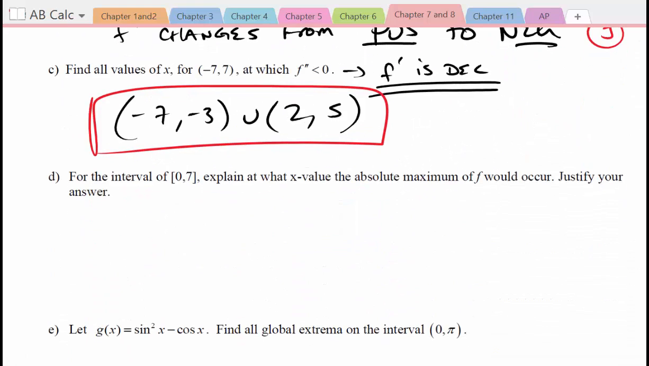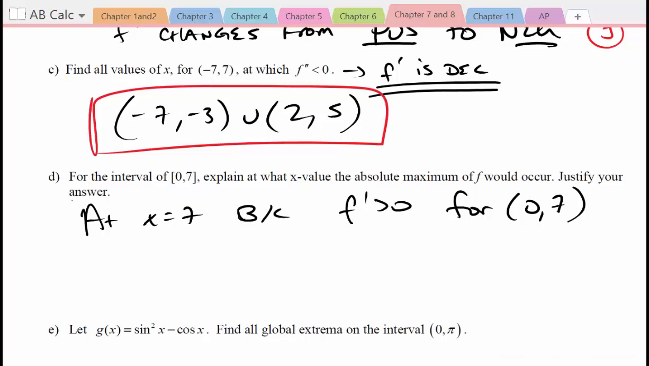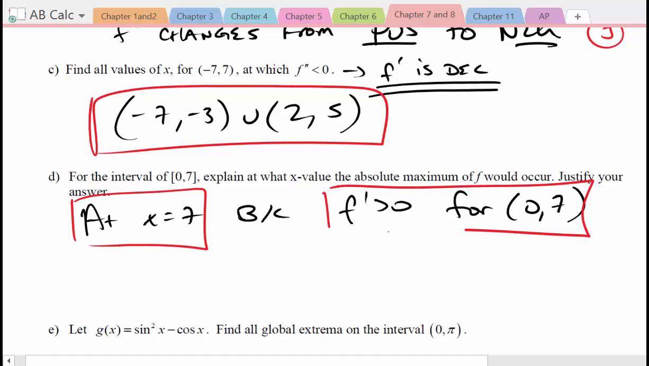So that's all we need to say here. At x equals 7, because f prime is positive for the interval from 0 to 7. And that's it. We've identified where it occurs, and we have a justification for backing up why it's true.